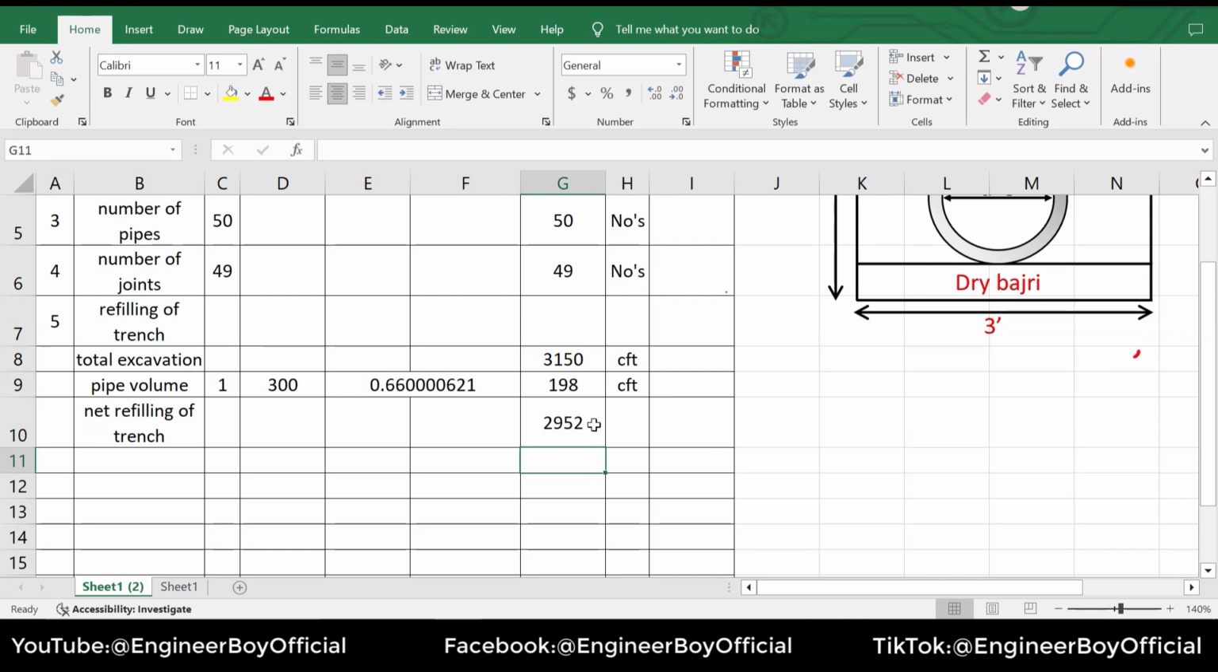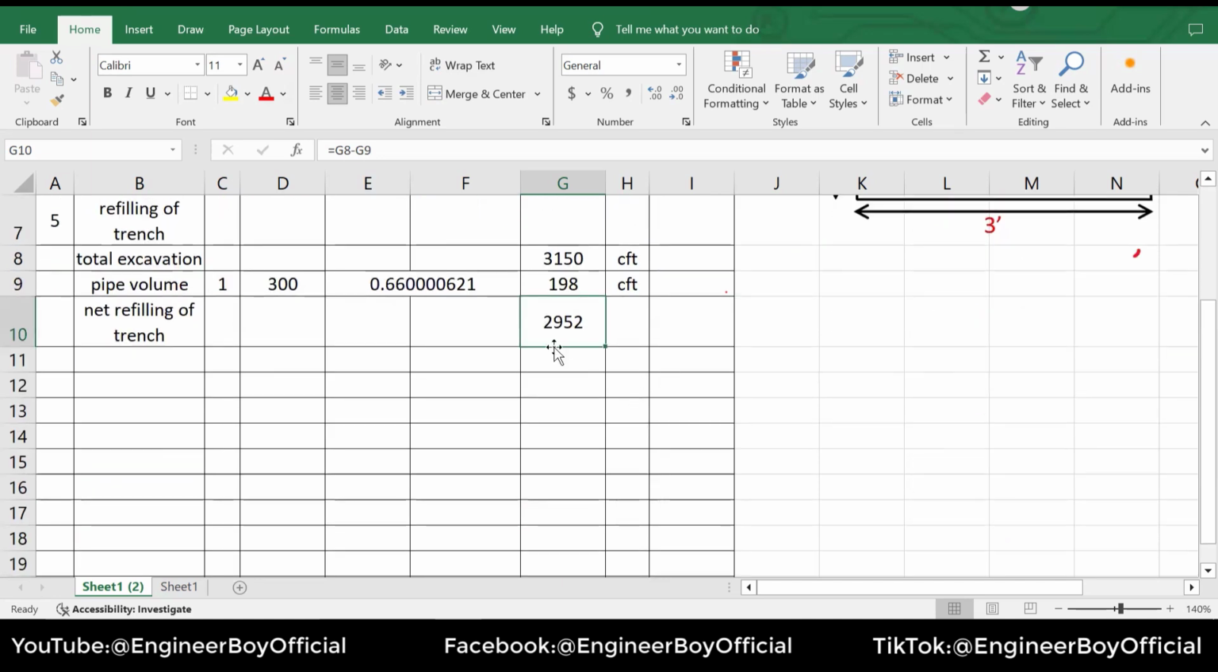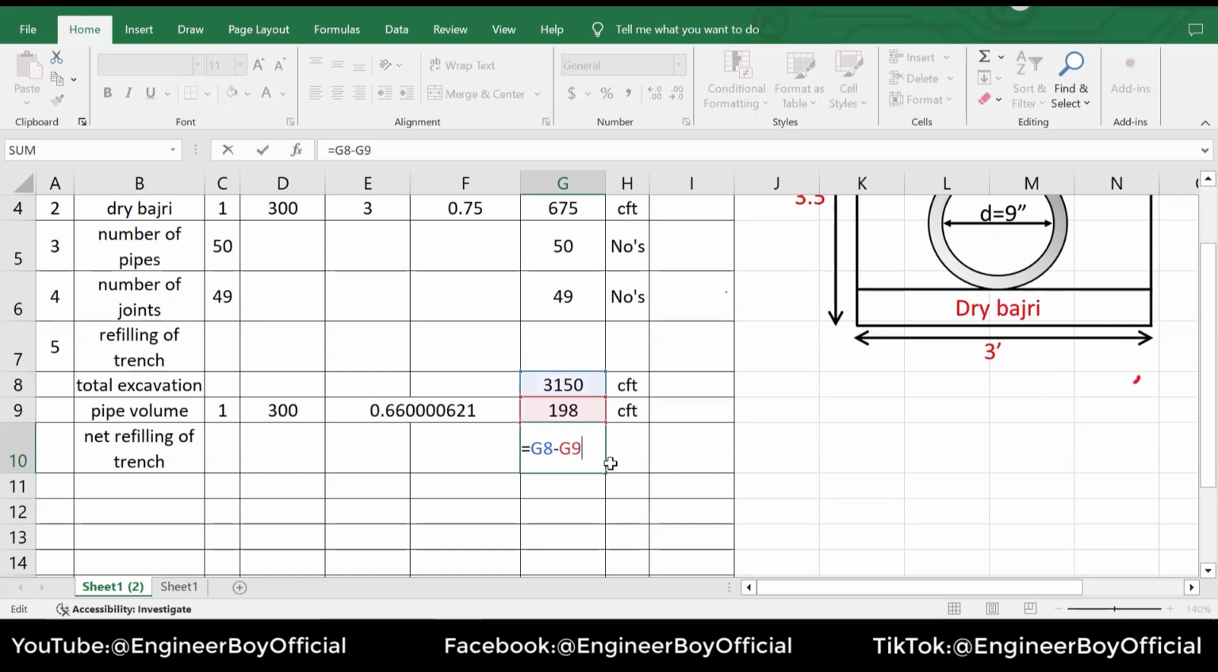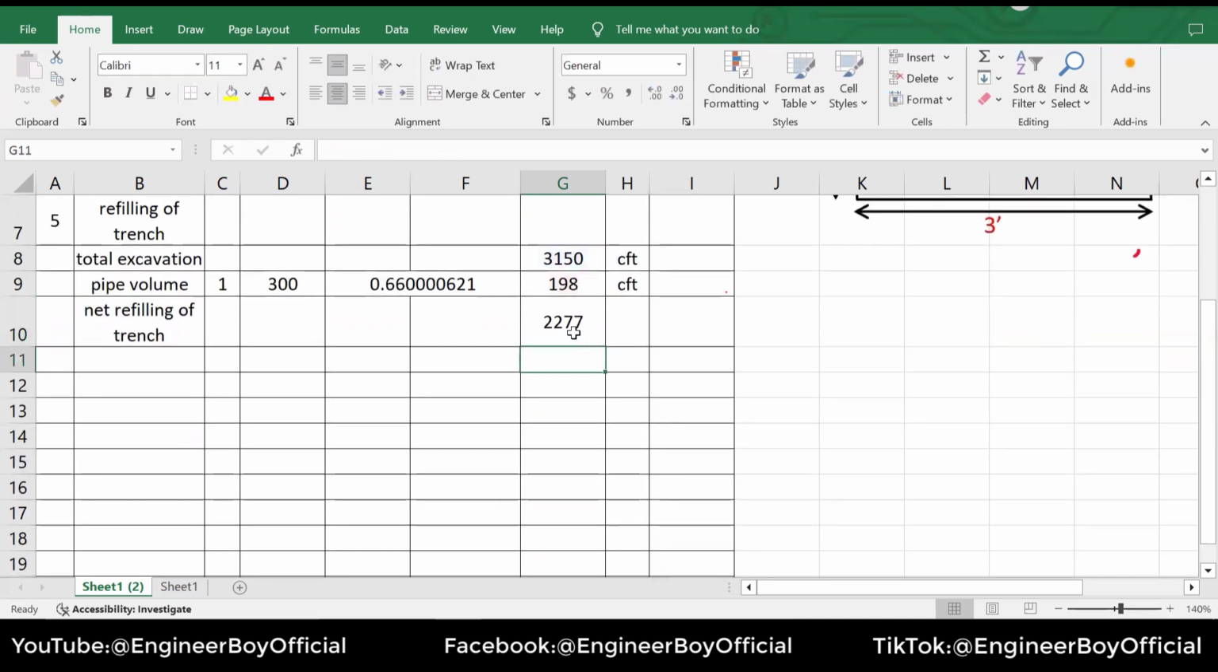2,952. But one thing which is very necessary, we will also subtract the volume of the bedding. That's very important now. Because in excavation, as you can see, the depth of excavation is 3.5 feet. However, over there, the bedding's volume is also included. So let's subtract the bedding's volume again, okay? Press enter again. And that is, of course, 2,277 CFT, the refilling work.